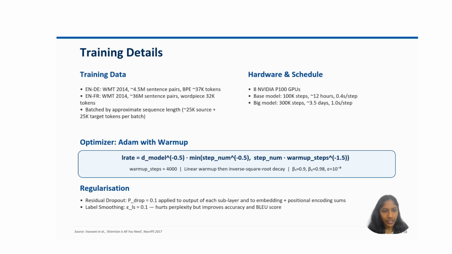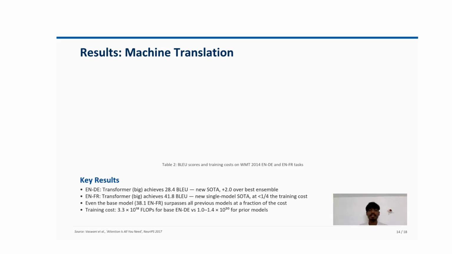This prevents overfitting and helps the model perform better on diverse real world data sets that it hasn't seen during training. So from the result slide, we can see that when we look at the hard data, the transformer didn't just meet expectations.